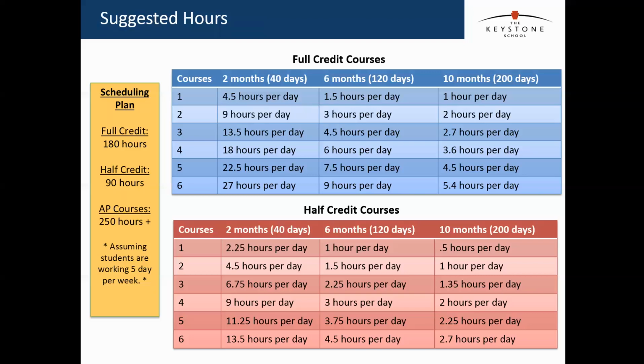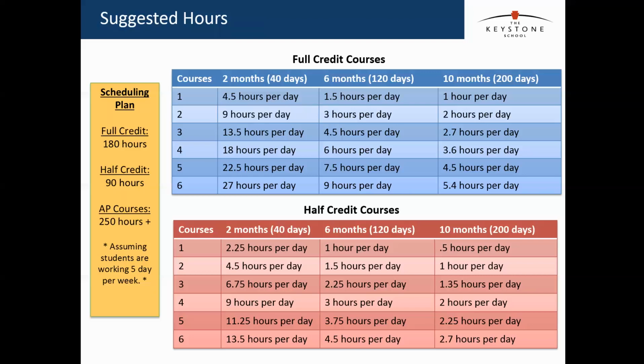As you see, the number gets lower and lower as you progress when you're taking more time to finish. The pink and red box here, that's all for half credit courses, and it works the same way. It's based off of 90 hours and the number of days that you work each month and the number of months that you want to finish in. So be sure to check this out in the Resource and Orientation Center.